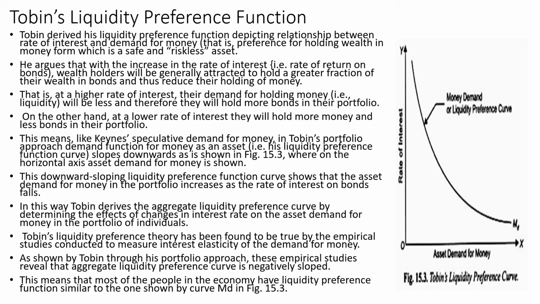Tobin's liquidity preference theory has been found to be true by empirical studies as well. Many empirical studies reveal that the aggregate liquidity preference curve is negatively sloped. Okay, and this means that most people in the economy have liquidity preference functions similar to what you could see from this figure.